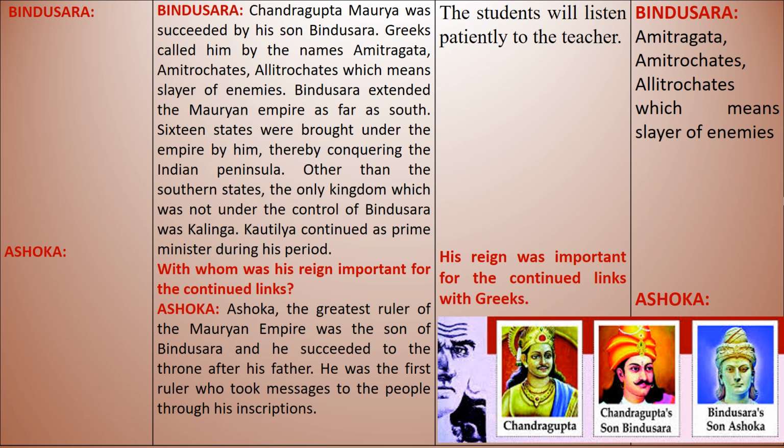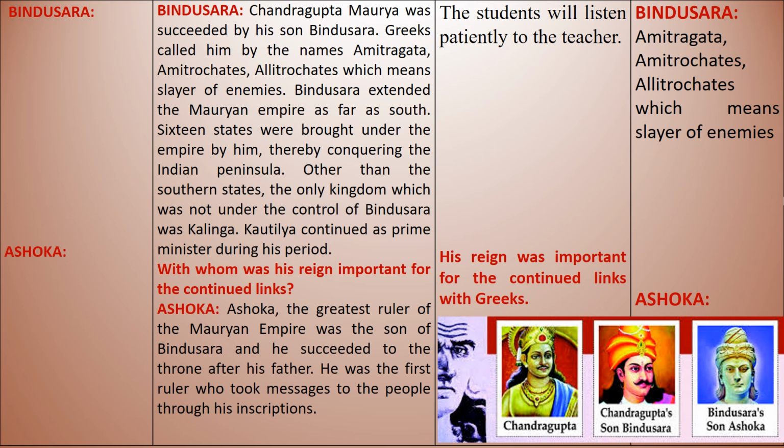Kautilya continued as Prime Minister during the period. The teacher will ask one developing question: with whom was his reign important for the continued links? The student will answer that his reign was important for the continued links with Greeks. The next subheading is Ashoka.